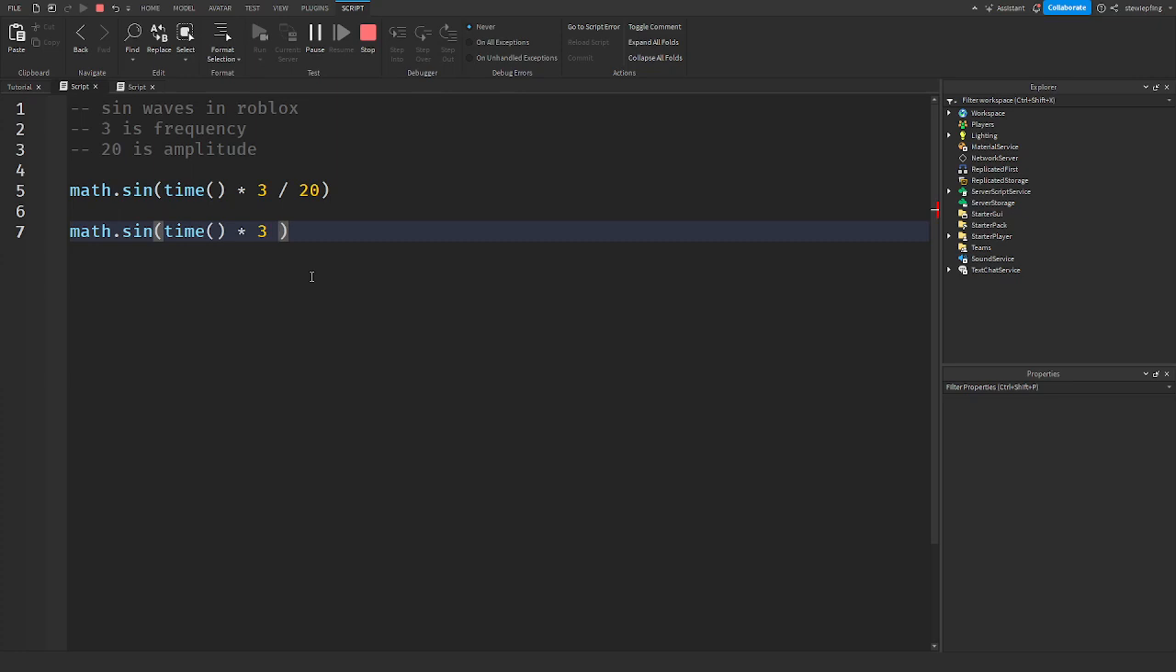And that helps us make it update. And then when we multiply it by 3, divide it by 20, 3 is the frequency again, 20 is the amplitude.